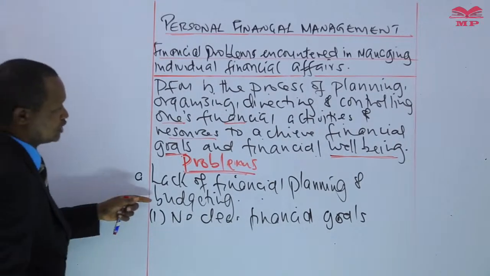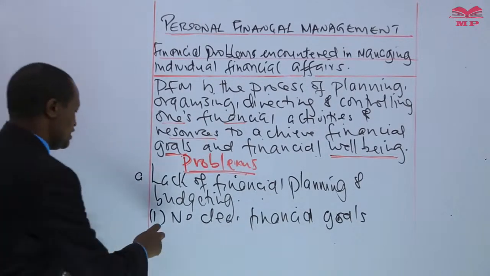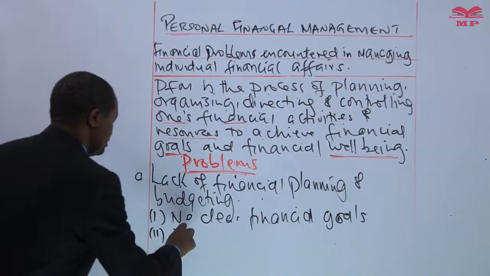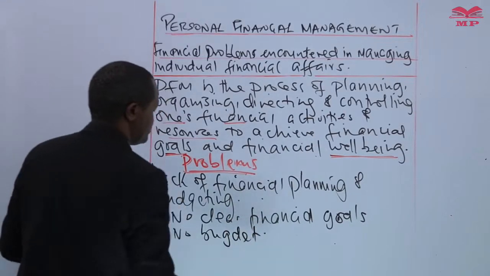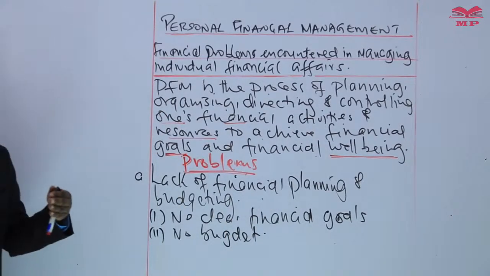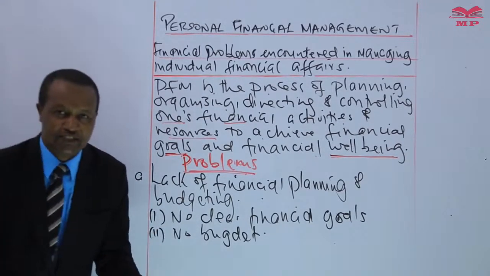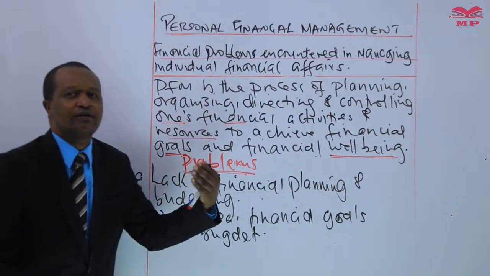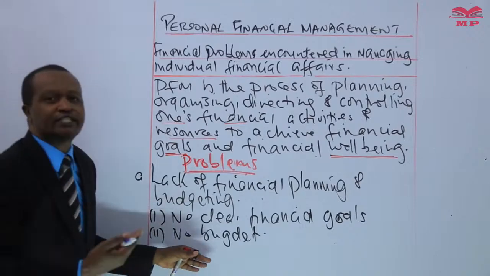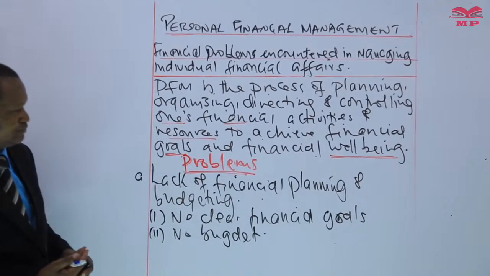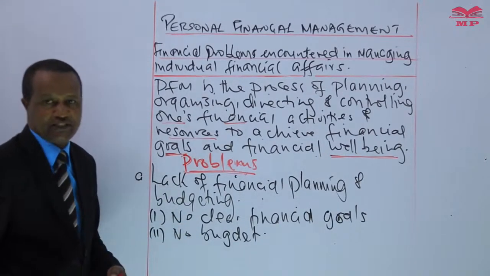Another problem related to lack of financial planning is no budgets. Households or individuals may not have budgets. Having a poor budget or no budget. Because candidates, without a budget, individuals may lack control over their spending. Individuals may overspend their income. So that is a problem. Having no budget or having a poor budget.